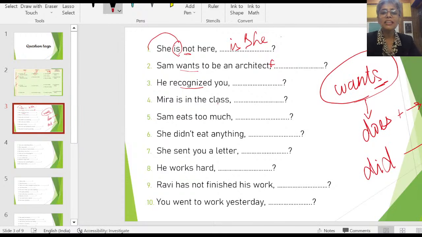Okay, Mira is in the class. So this is a positive sentence. So we will convert the is into a negative. We will say, isn't she? Now Meera over here is a girl. So we will say, isn't she?